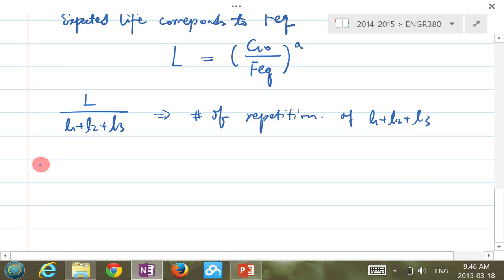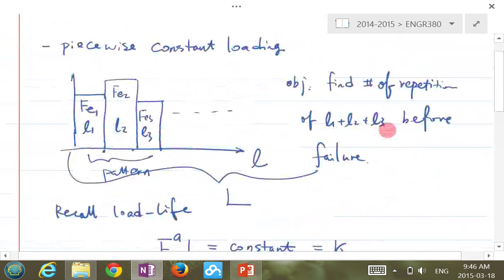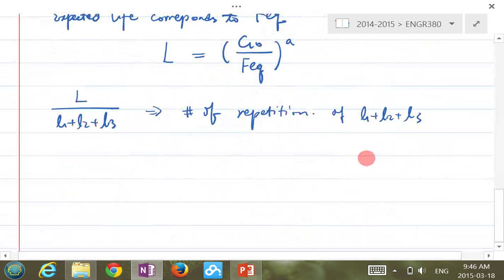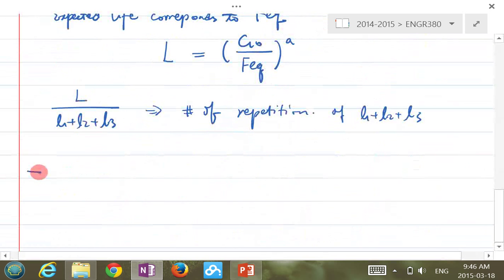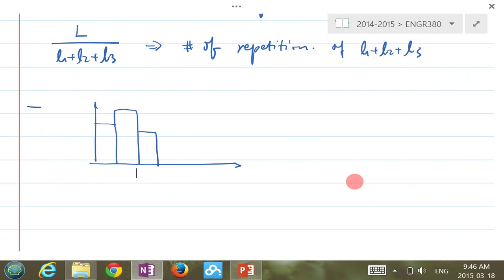Second one, the variable loading. Okay, so let me see. The second objective is this. I'll still deal with the same situation. Let's see. We have a piecewise loading. Okay, like this. Okay, piecewise loading like this. Then L1, L2, L3. Okay. So maybe the other situation is this.